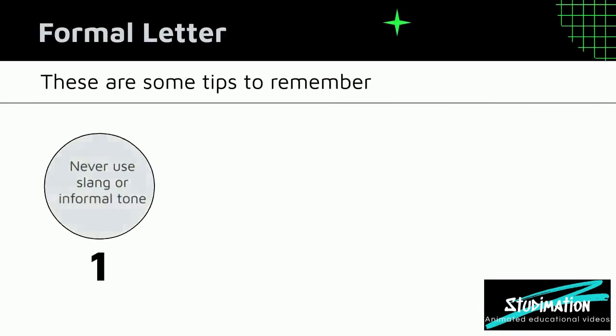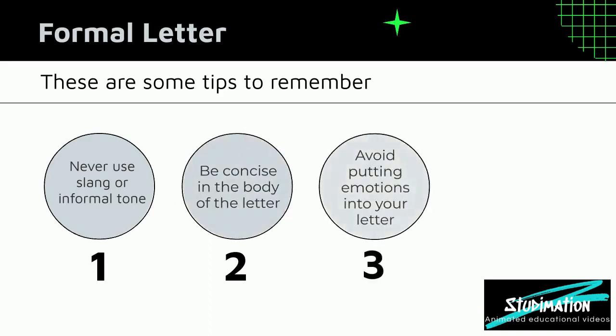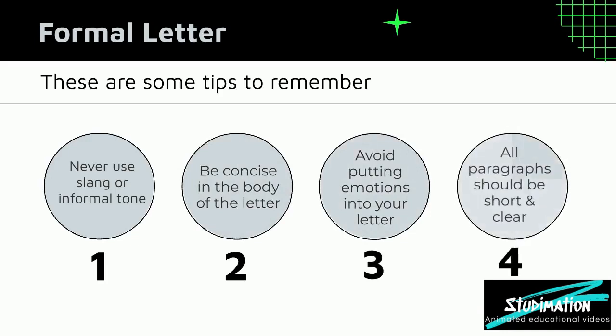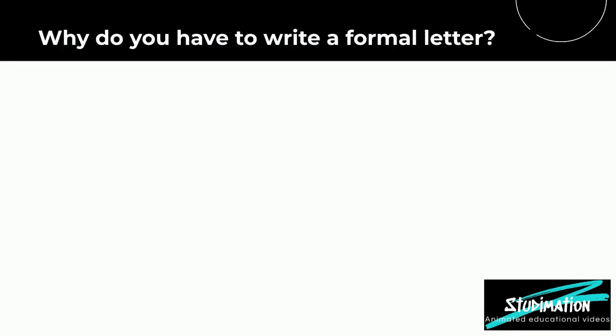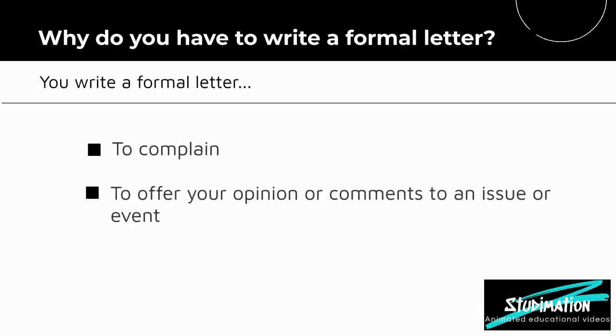Number 1, never use slang or informal tone. Number 2, be concise in the body of the letter. Number 3, avoid putting emotions into your letter. Number 4, all paragraphs should be short and clear. Why do you have to write a formal letter? You write a formal letter to complain, to offer your opinion or comments to an issue or event, to apply for a job.